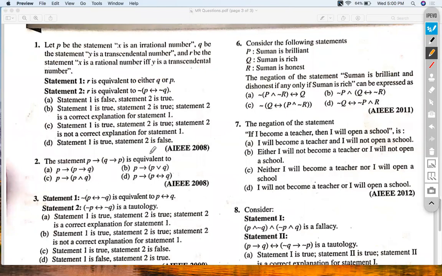Sir, I'm not sure I understood the first one though. What does it mean? How do you identify the roots of the statements? R is irrational if and only if Y is a transcendental number. So, that's P double arrow Q.